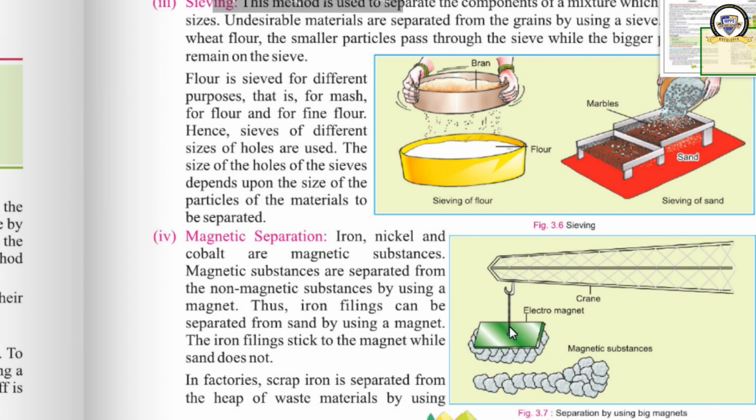See here. This is an electromagnet, and scrap iron is separated from the heap of waste materials. When we dump waste materials, in between there is some scrap iron, right? To separate the scrap iron from that mixture, an electromagnet is used with the help of a crane. Thus we can separate scrap iron from the waste materials.